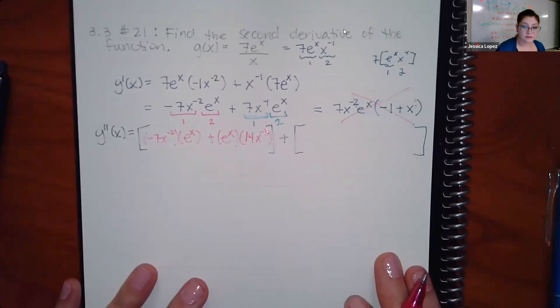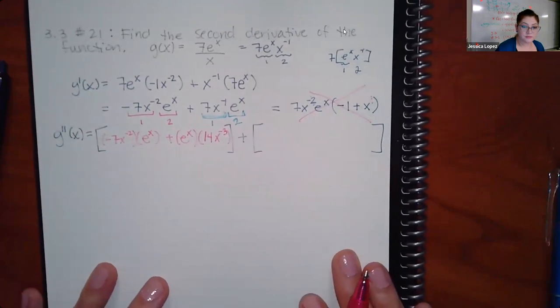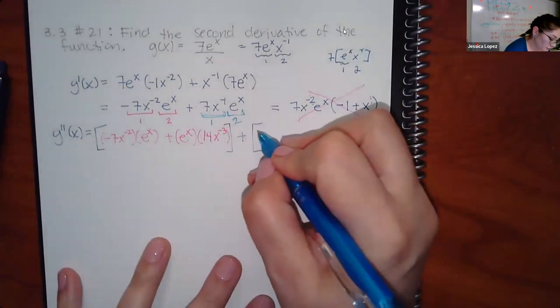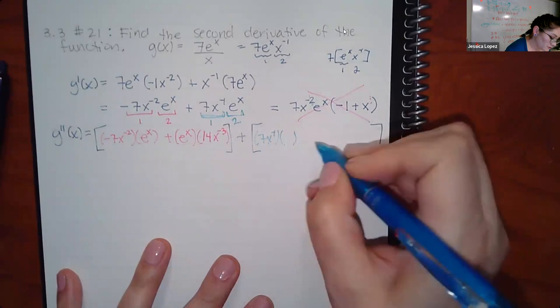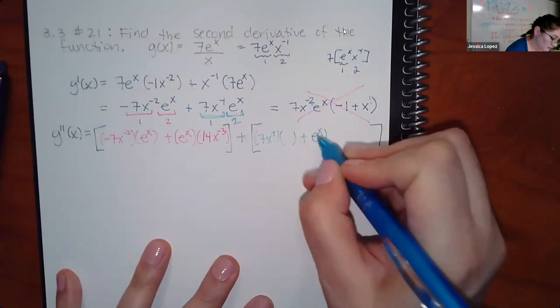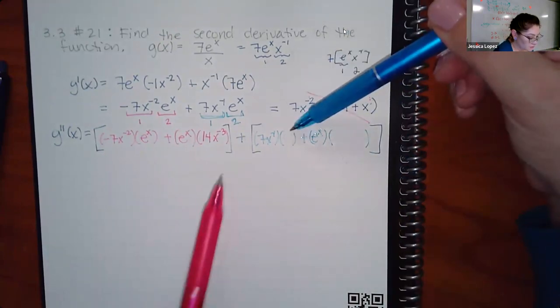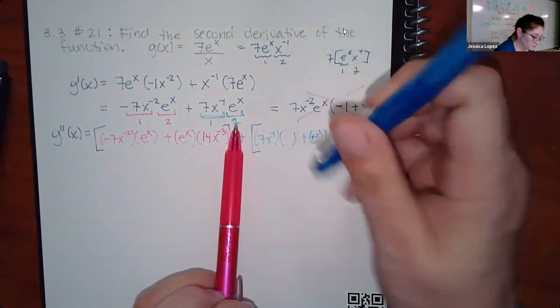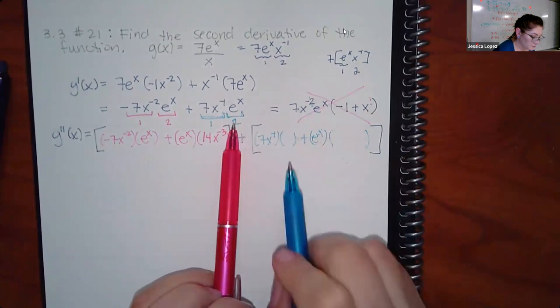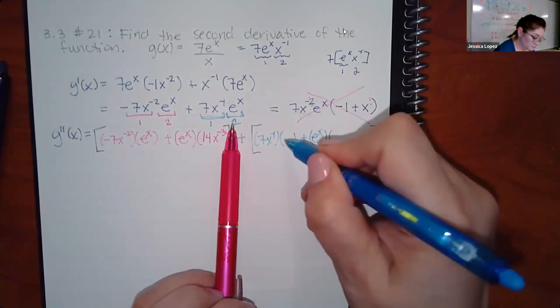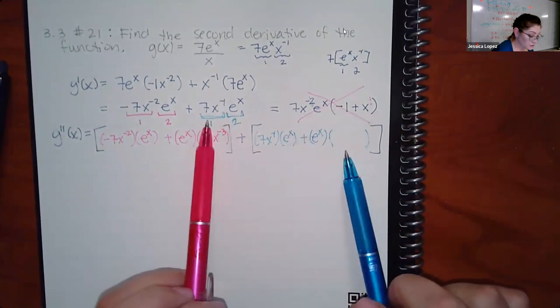It's like a glare. I'm trying to move it so the glare goes away. There it goes. We'll leave it alone for now, but let's do the other setup. So the first times the derivative of the second plus the second times the derivative of the first. So here, what is the derivative of the second factor? And what is the derivative of the first factor?